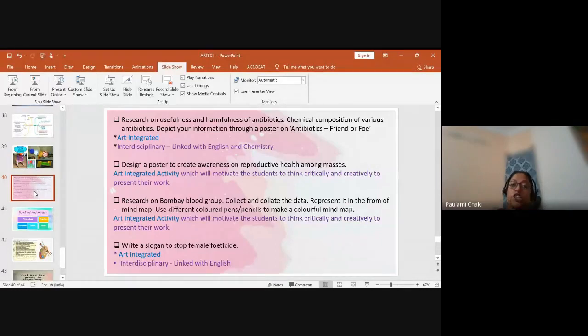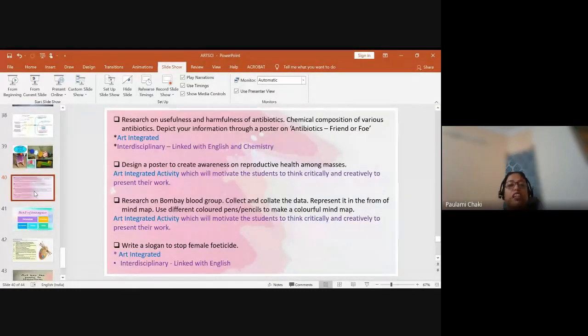So research on the usefulness and harmfulness of antibiotics, and chemical composition of various antibiotics they can do. For higher grades, we can use this chemical composition because they are learning about different chemicals. Depict your information through a poster on antibiotics, friend or foe. It is art integrated.